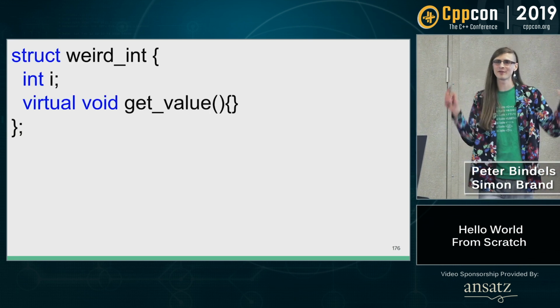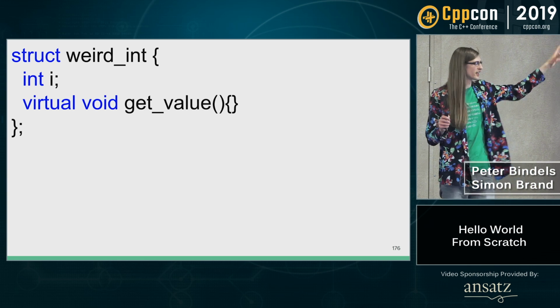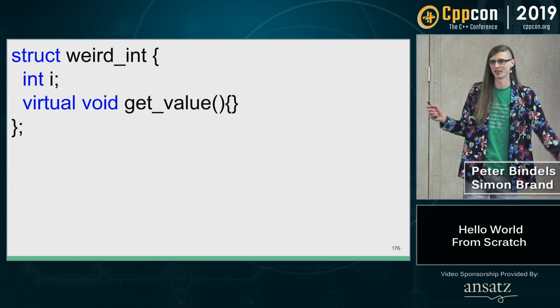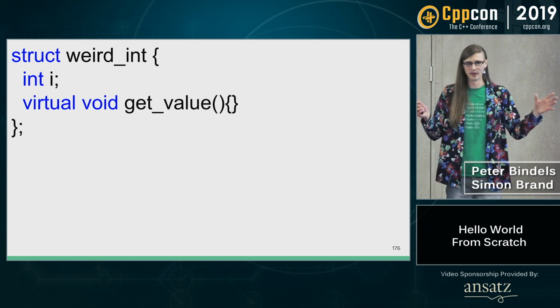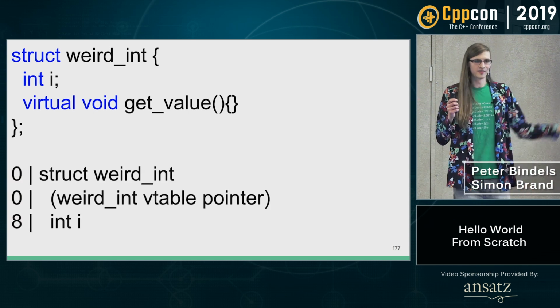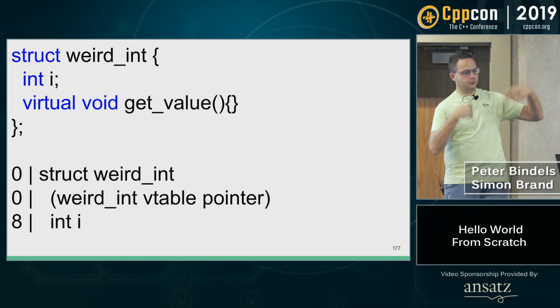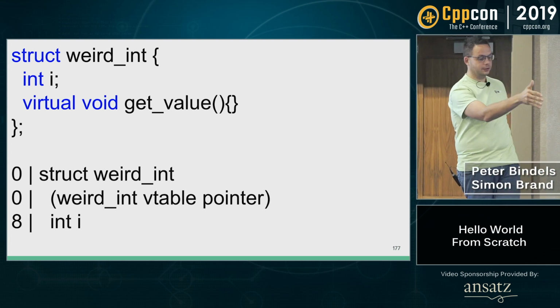Okay, so we'll look at something a bit simpler. If we have a weird int, which just stores an integer and has some virtual function which is going to get its value, we need this because reasons. And this is what it looks like. So we have a vtable pointer, we have an int. We can transform that into an object graph, and that will look like this.